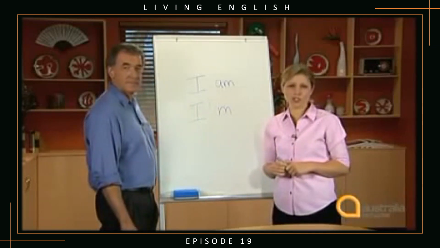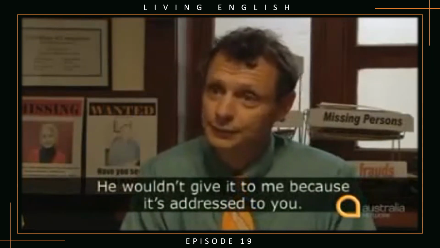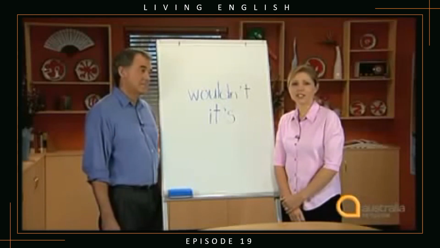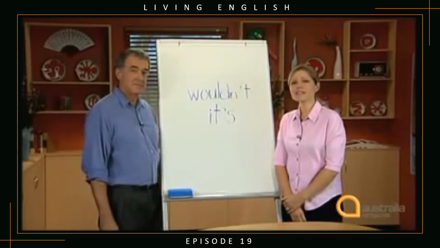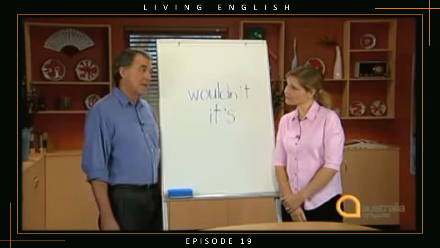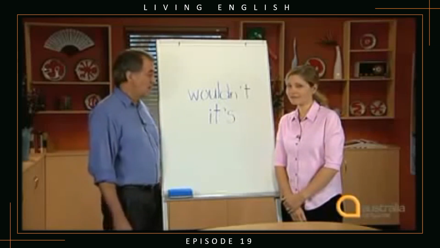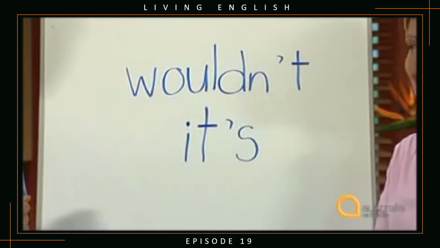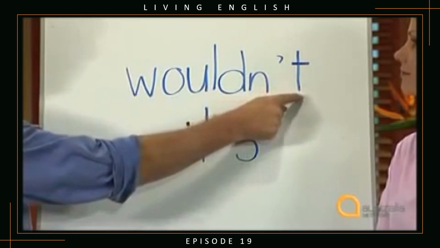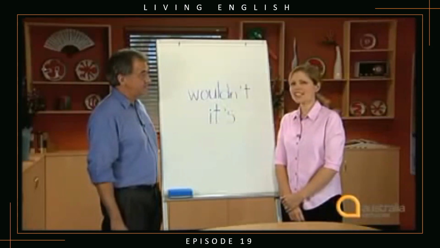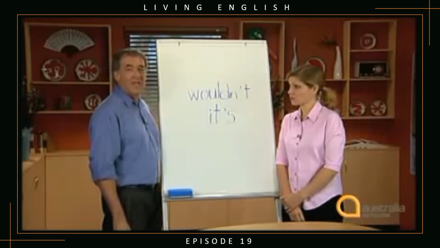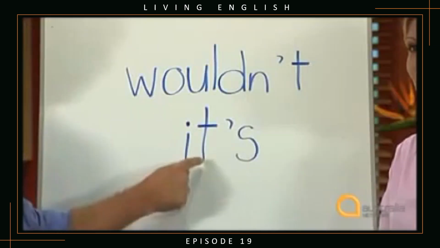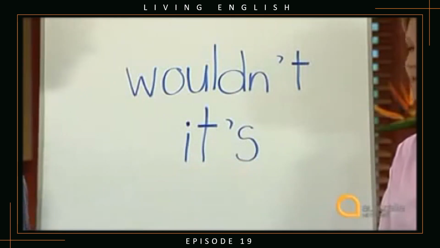Now listen for two more contractions. He wouldn't give it to me because it was addressed to you. The two contractions are wouldn't and it's. What's the missing sound in wouldn't? The missing sound is O. Would not, wouldn't. So the apostrophe goes between the N and the T. What is it's short for? It's is the contraction of it is. So the apostrophe comes between the T and the S.